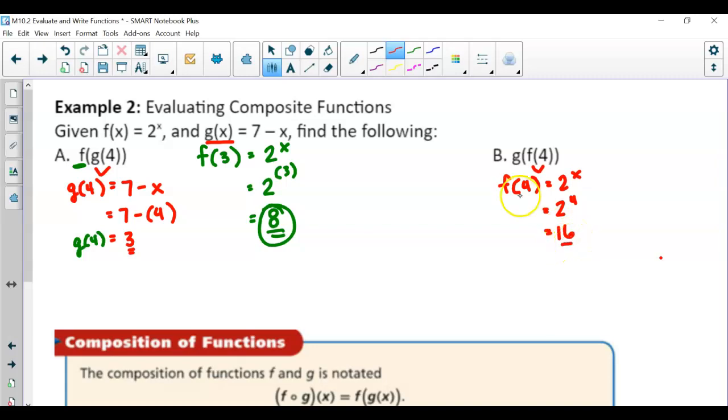So f of 4 is 16. That means now we need to find the value of g of, not 4, but g of 16. And g of x was 7 minus x, or in this case, 7 minus 16, making the final value for our composite function negative 9.